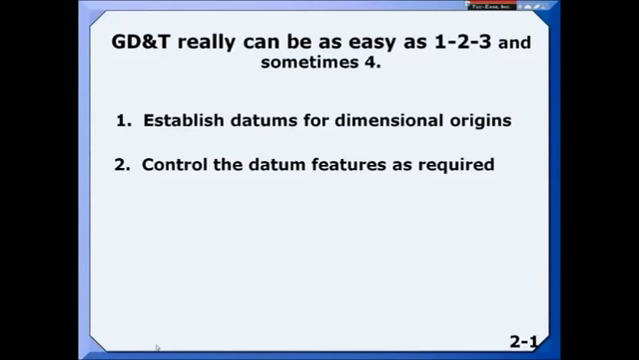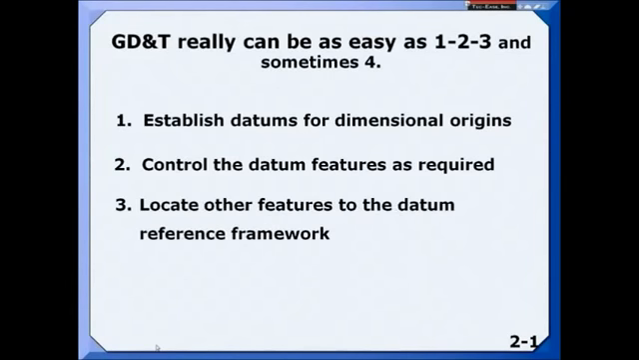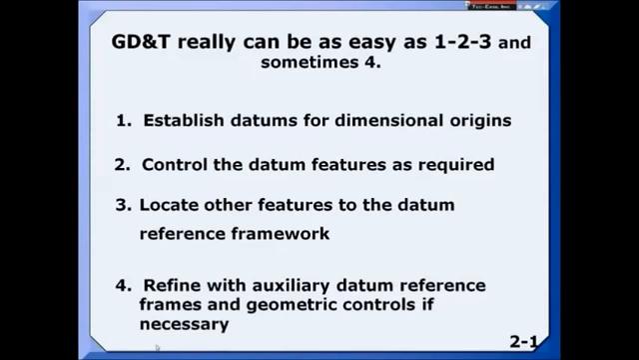Now, once we establish these origins of measurement, we need to locate everybody else. And you might say, oh, I don't care where that feature is in the part. Well, if you don't care, get rid of it. Every feature costs money. If it's not a critical feature, give it a big locating tolerance. And if it is a critical feature, you're going to indicate that with a tighter tolerance. And then, sometimes, only if necessary, do we add auxiliary datum reference frames and refinements to the locating controls for geometric tolerancing.